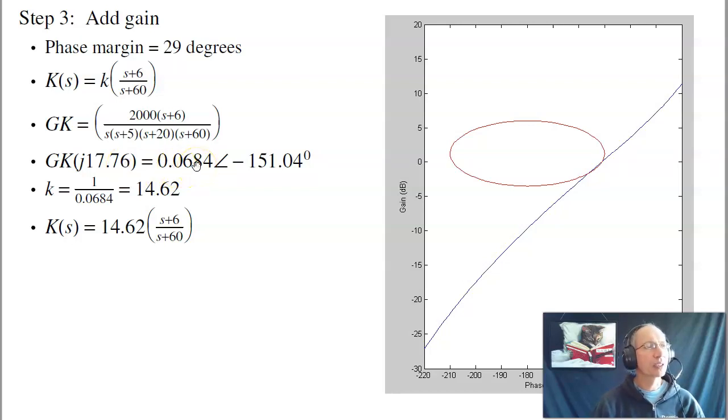Gain is wrong. I want the gain to be 1 when the phase is -151 degrees, so K is just 1 over the gain. K is 14.62. So there's my lead compensator.